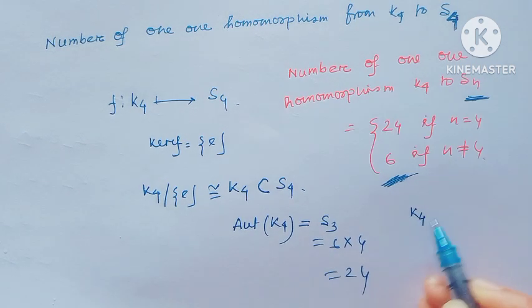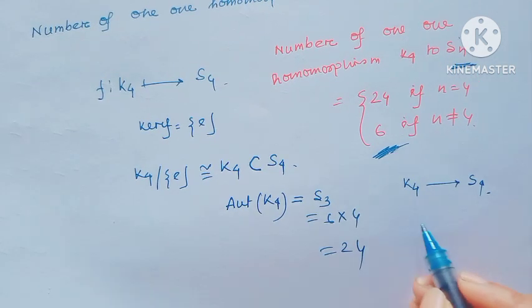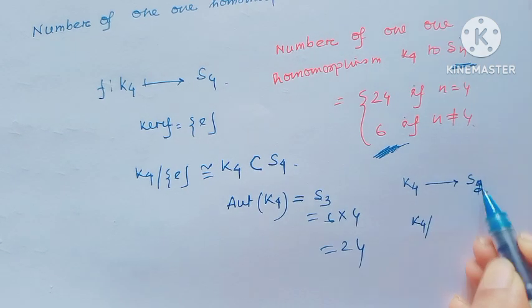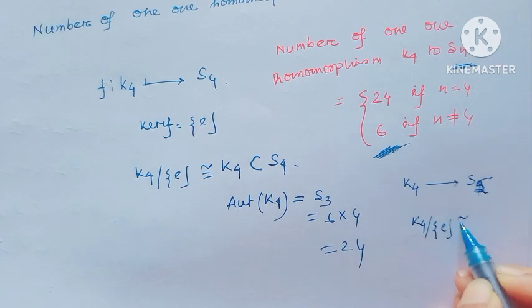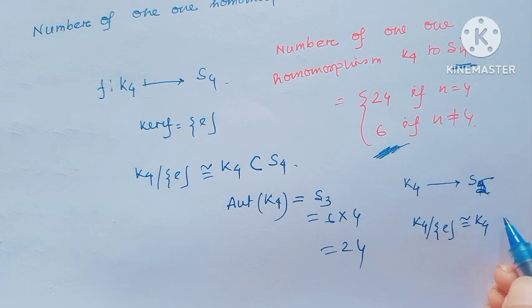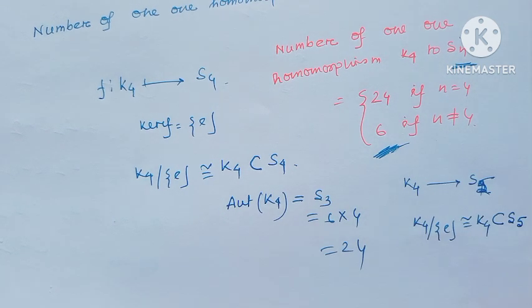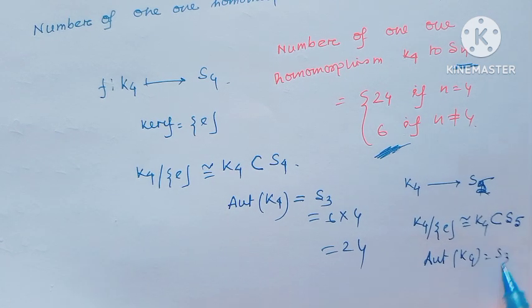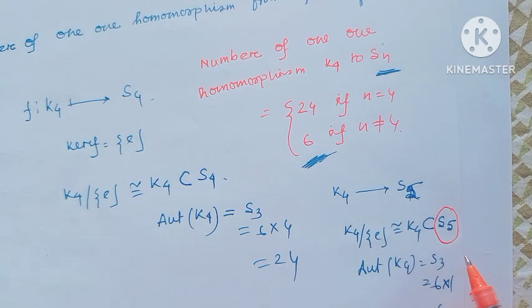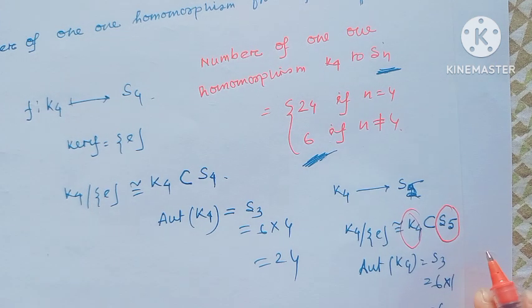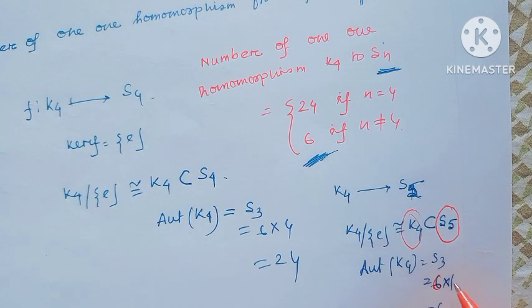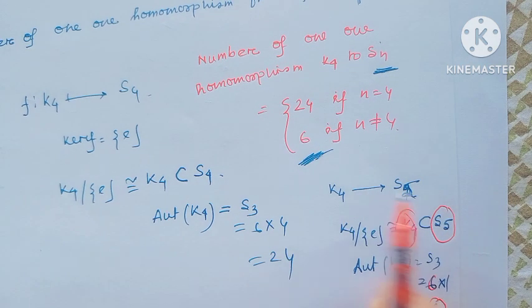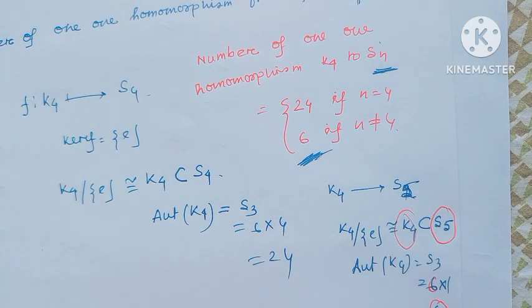If K4 to S5, then K4 modulo identity is isomorphic to K4, and this is obviously a subgroup of S5, and the automorphism group of K4 is S3, which is equal to 6. In S5, there exists only one subgroup of K4 type. So this value would be 6 times 1, which is 6. So there exist 6 1-1 homomorphisms from K4 to S5.